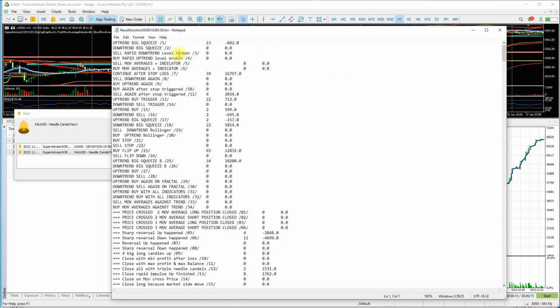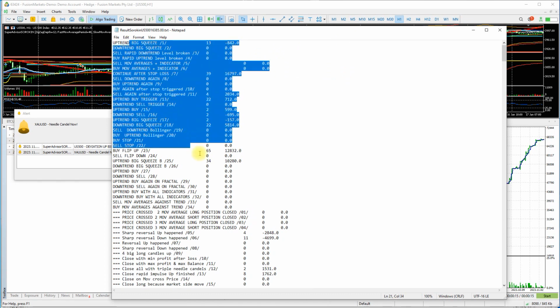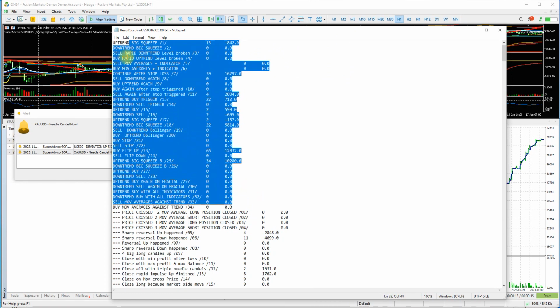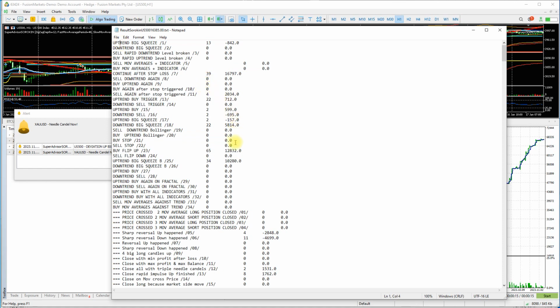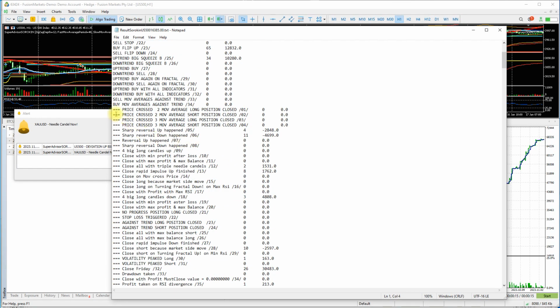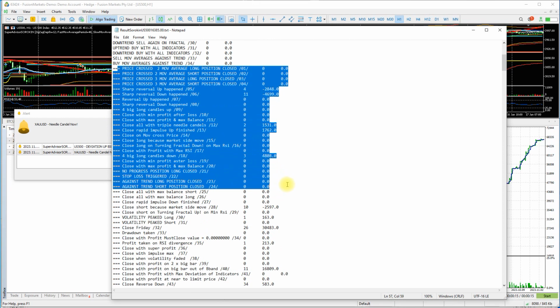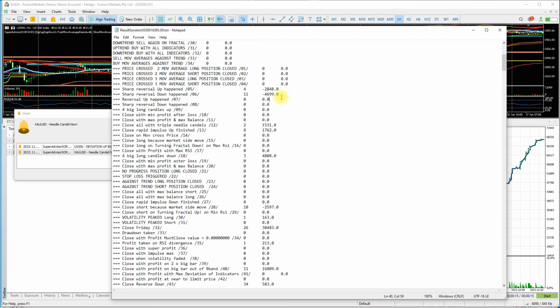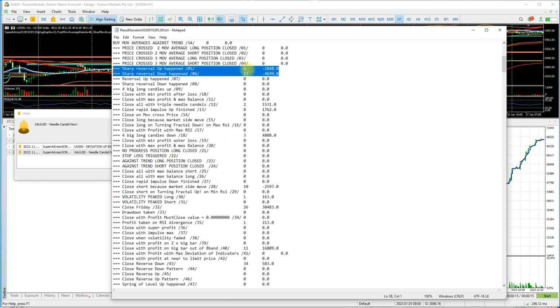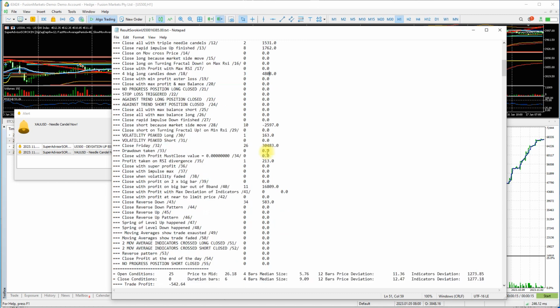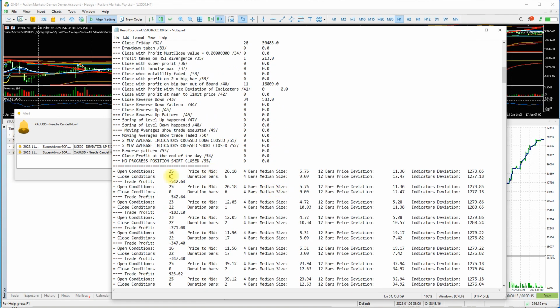For every condition, this is all the conditions to open. Every condition can be switched on or switched off, and there are conditions for closing the position. So for example, we can remove this one for the sharp reversal. These are the numbers of times it's triggered and the total result for every condition. And here we can see the detailed results.